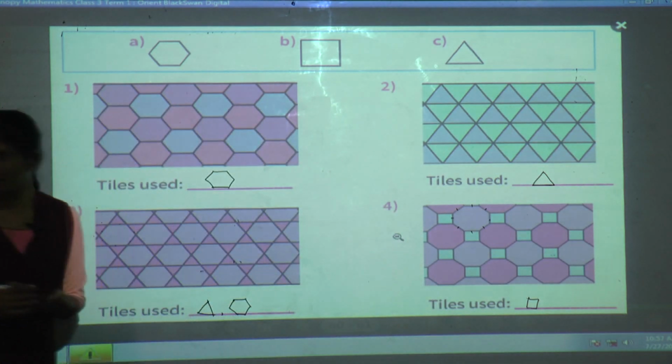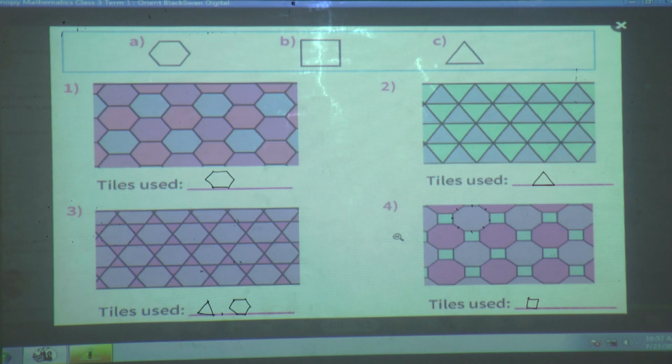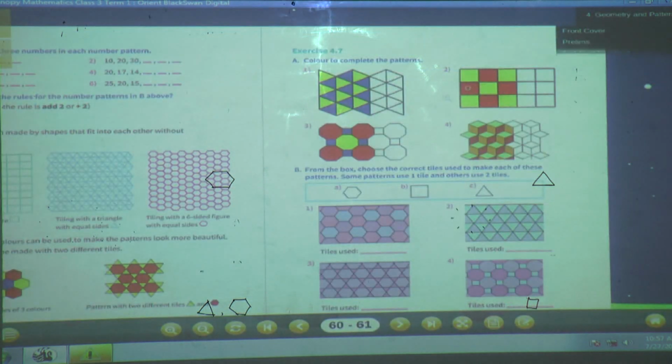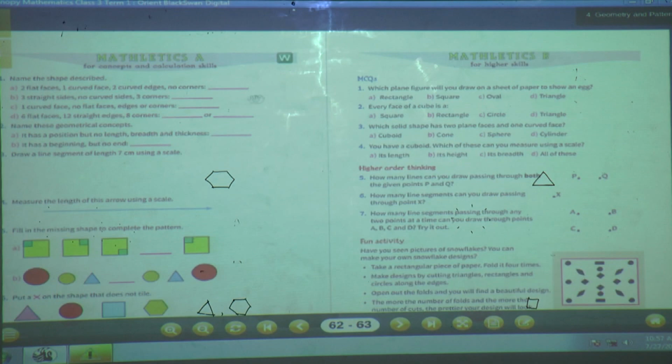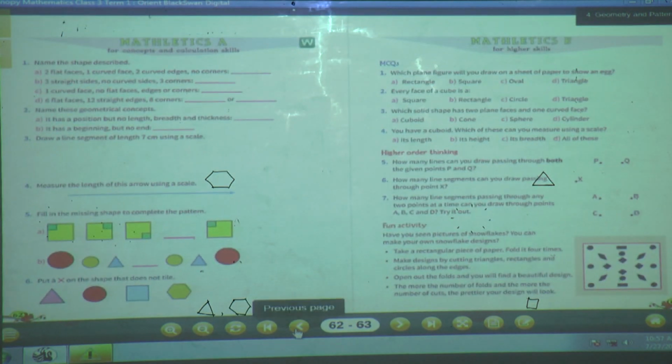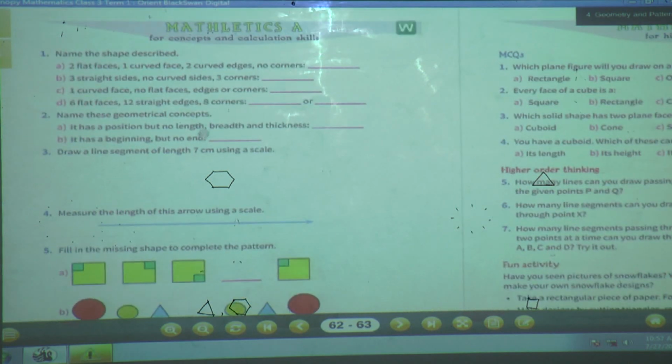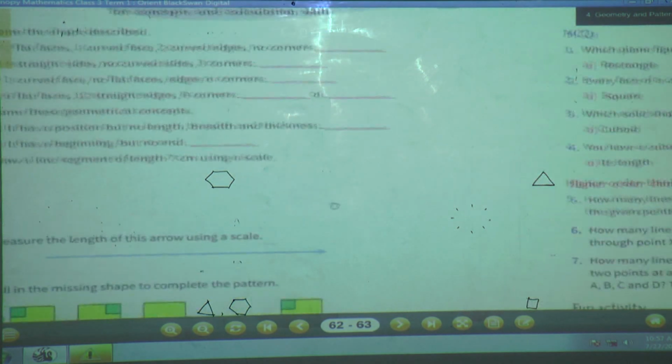So in this way we have completed our exercise 4.7. Now students, turn the page. Next page. Here we will solve now Mathematics 8. Can you see this?